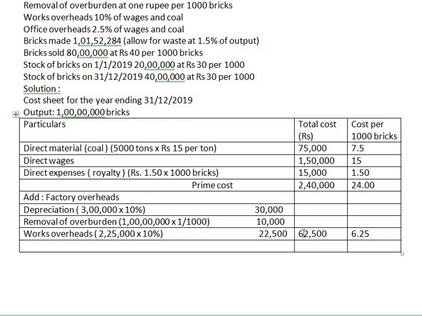add this to prime cost. So once you add this, you will get 3,02,500. Okay, so that is 30.25. Okay, now what is this called? This is called works cost.